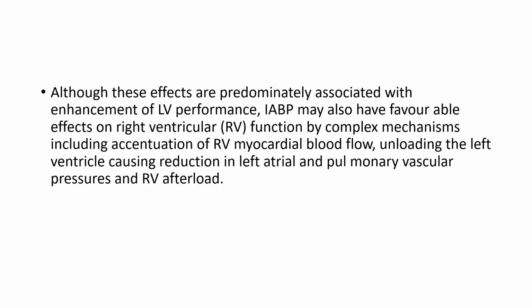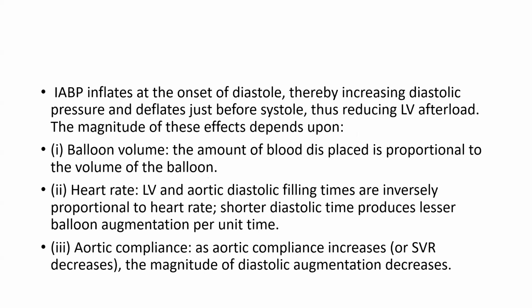Although these effects are predominantly associated with enhancement of LV performance, IABP may also have a favorable effect on right ventricular function by complex mechanisms including accentuation of RV myocardial blood flow, and unloading the left ventricle, causing reduction in the left atrial and pulmonary vascular pressure and RV afterload. So IABP inflates at the onset of diastole, thereby increasing diastolic pressure, and deflates just before systole, reducing LV afterload. The magnitude of this effect depends upon balloon volume, that is the amount of blood displaced in proportion to the volume of the balloon.